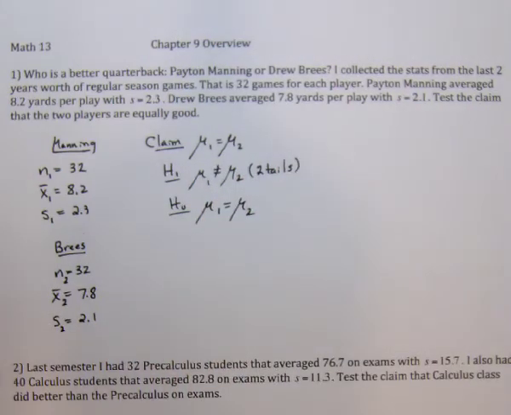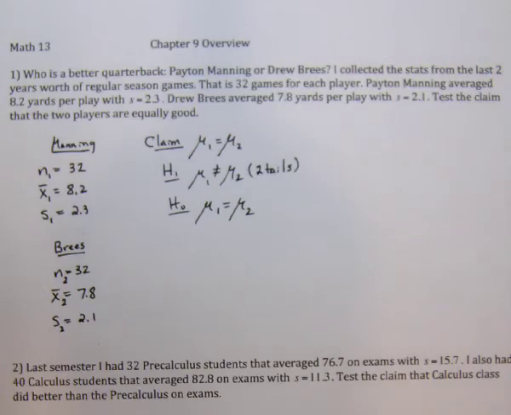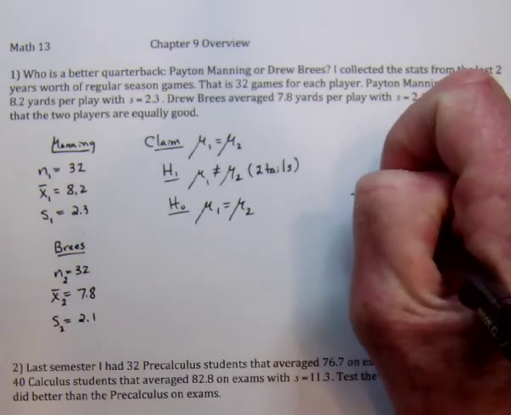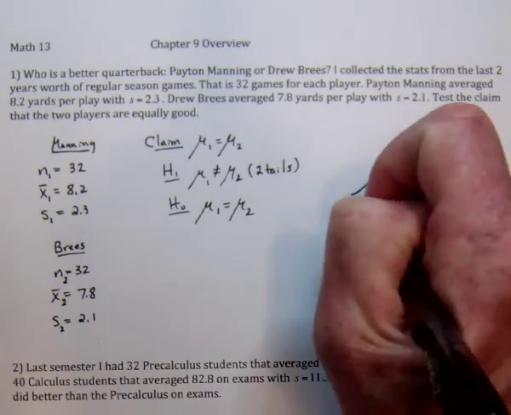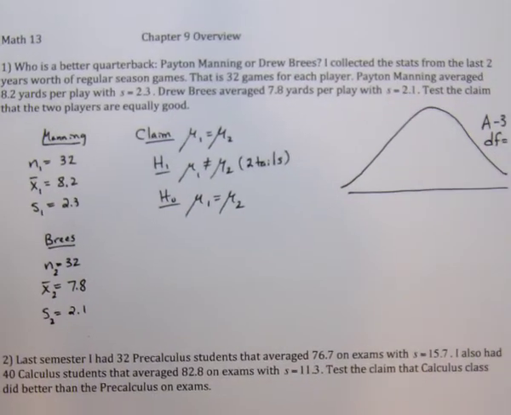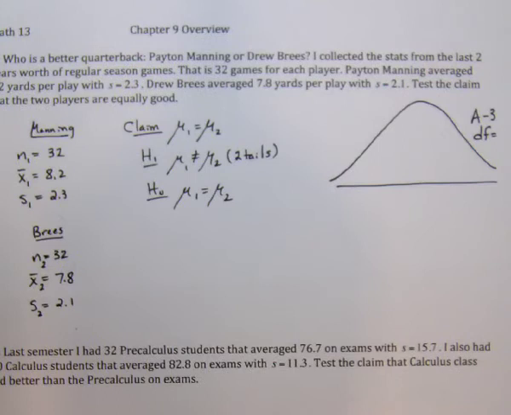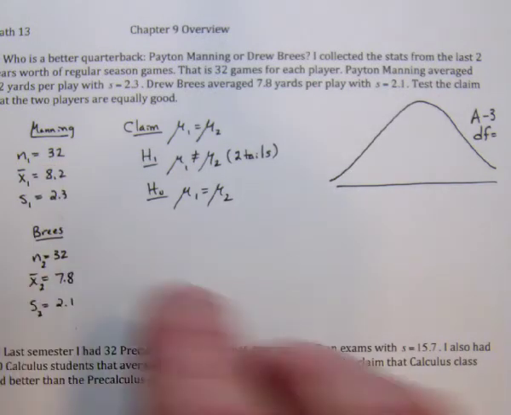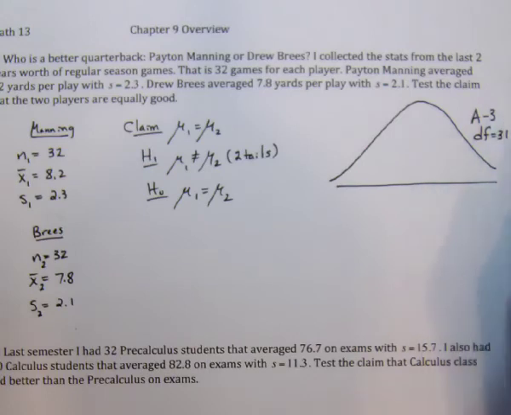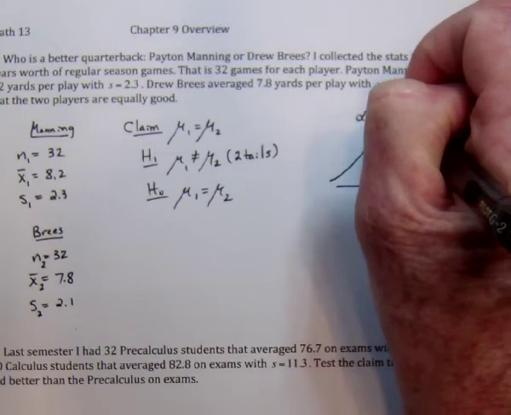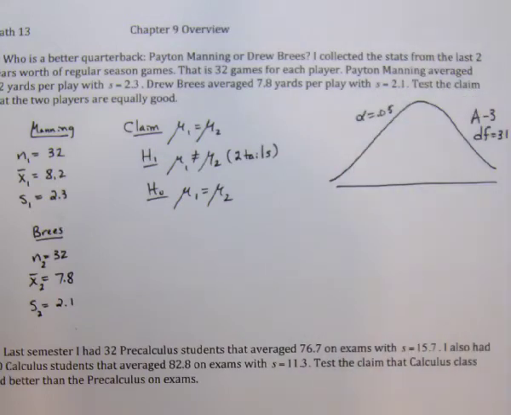And then we need the t distribution. Since this is S, then it's going to be a t distribution. So that's table A3, and for that we need degrees of freedom. And for the degrees of freedom, we use the smaller of the two degrees of freedom. This one would be 31, this one would be 31, so we don't have a choice, it's going to be 31. And then alpha equals 0.05 because I'm using 95% level of confidence.